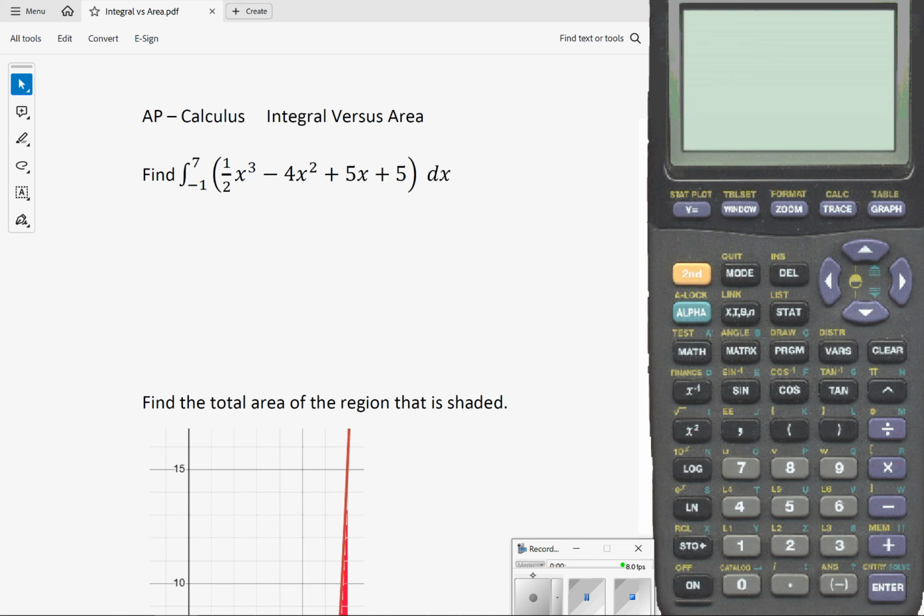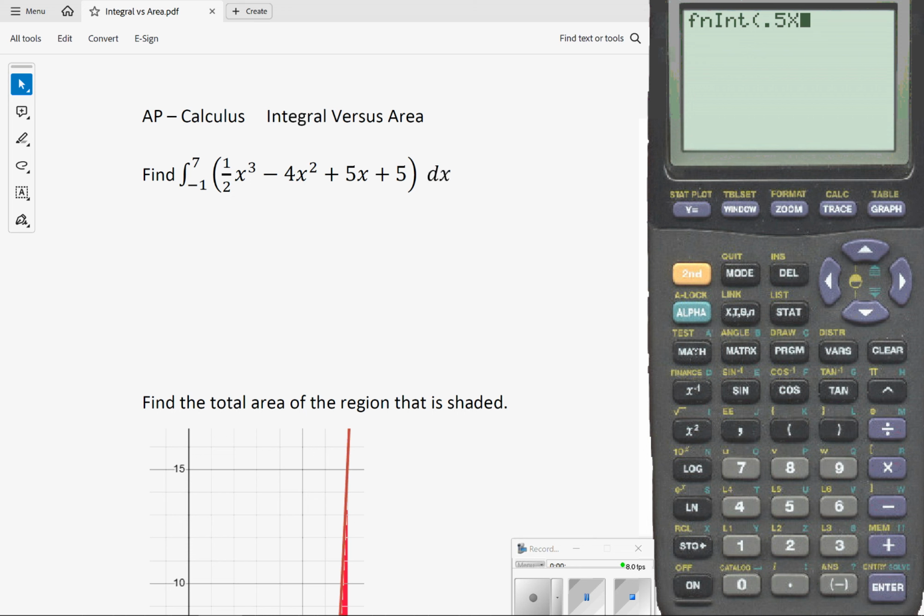So remember, if it's just the integral, you can do it by hand, or you can use the calculator. You can use the calculator in different ways, but I'm going to use the math feature. On your calculator, go down to your finite integral. Hit enter. Put in the function, which is 1/2. You can put it as 1/2, but I'm going to put it as 0.5 x to the third power.